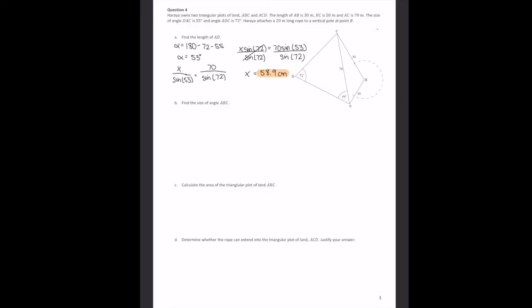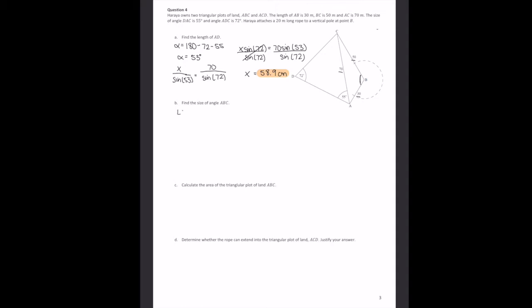Part B says find the size of angle ABC. So that is this angle out here in the corner. Notice that triangle ABC is not a right triangle, so we're going to have to use the law of sines again, or the law of cosines, to find parts of this triangle. In this case, we're going to use the law of cosines because we have three sides. We know the 50, we know the 30, we know the 70, and we're just looking for a missing angle.